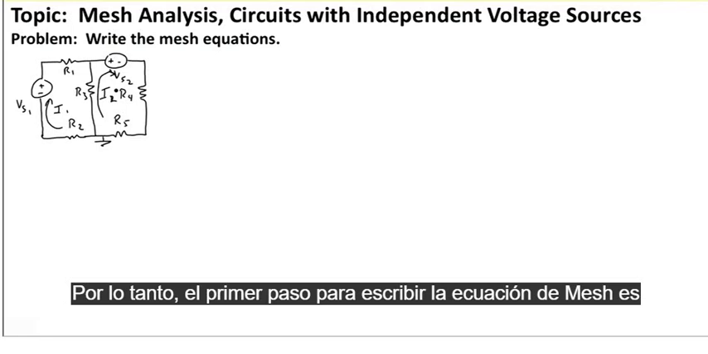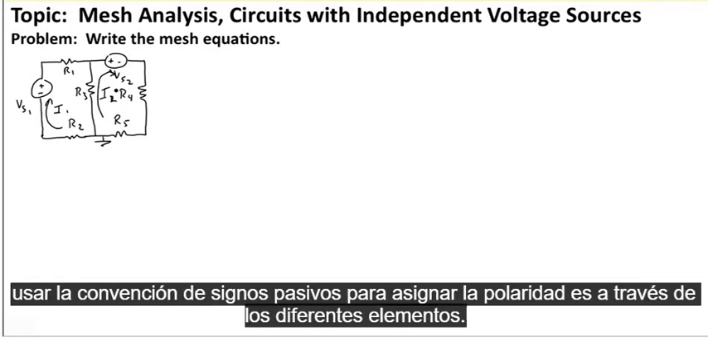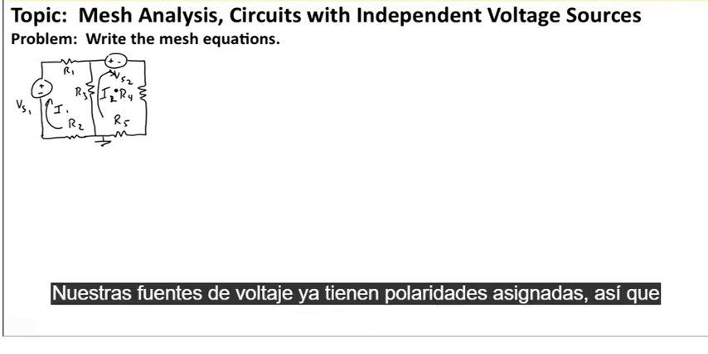So the first step in writing the mesh equations is to use the passive sign convention to assign polarities across the different elements. Our voltage sources already have polarities assigned, so we don't have to do that.